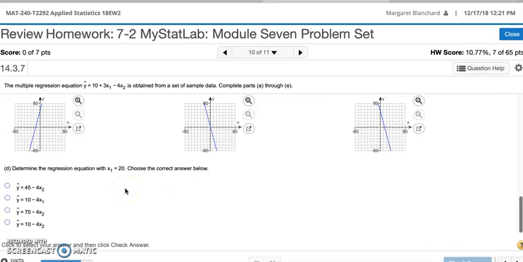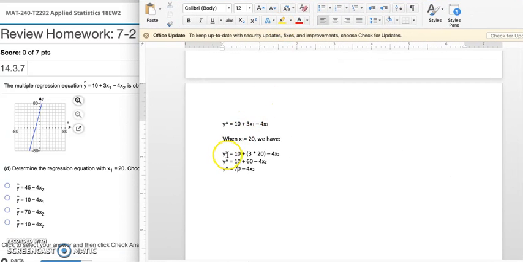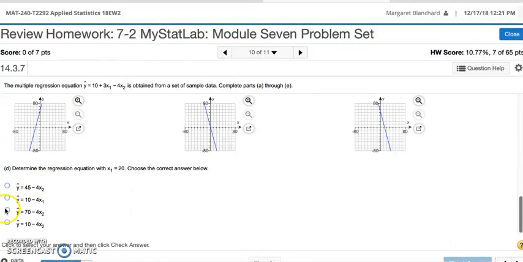Determine the regression equation with x1 equal to 20. Just like we did for the last two, we're going to plug 20 in for x1. So here we have 10 plus 3 times 20 minus 4x2, which is 10 plus 60. And 10 plus 60 is 70. So we have y hat equals 70 minus 4x2. Let's check our answer.